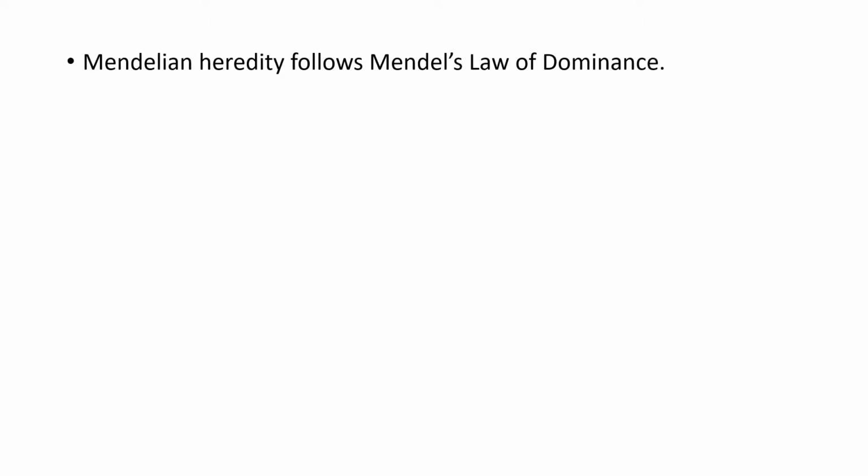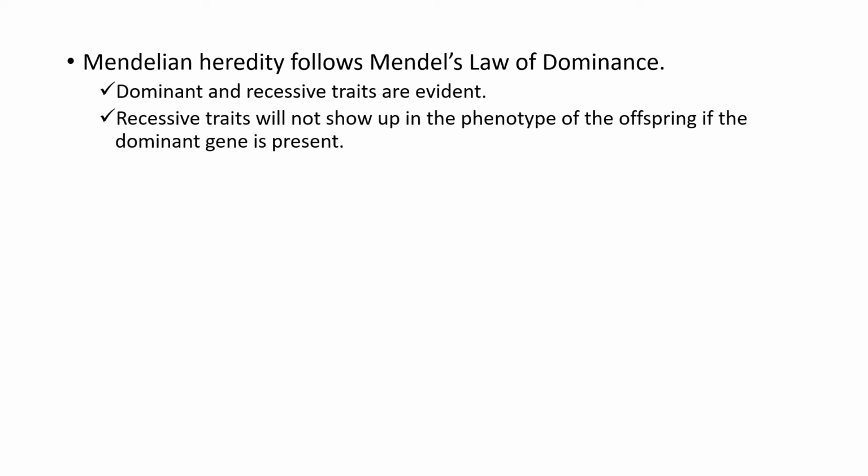Mendelian heredity follows Mendel's law of dominance, wherein a dominant and a recessive trait are evident. Recessive traits will not show up in the phenotype of the offspring if the dominant gene is present. Let us take, for example, the case of seed color in garden pea plants. According to Mendel, a yellow seed color is dominant over the green seed color.